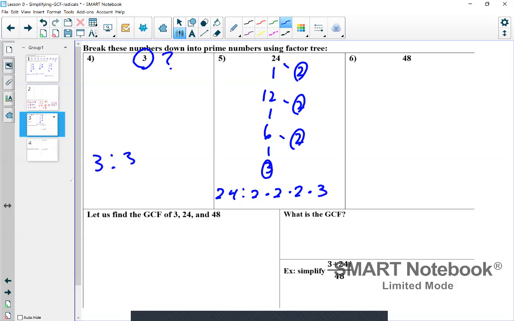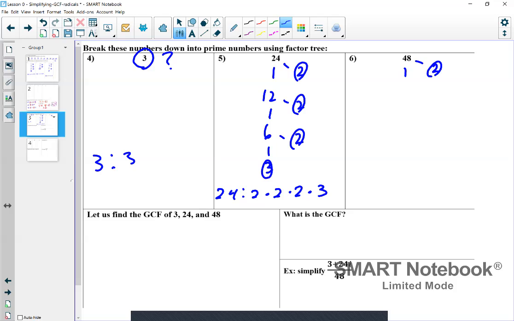Now, let's look at 48. For those of you who are good with multiplication, you'll notice that to get from 24 to 48, we just multiply by 2. So just thinking in your head and skipping ahead, we would know that the prime numbers that make up 48 are the same numbers that make up 24, except we're going to have an extra 2. If you can't imagine that or see that, let's just break it down.